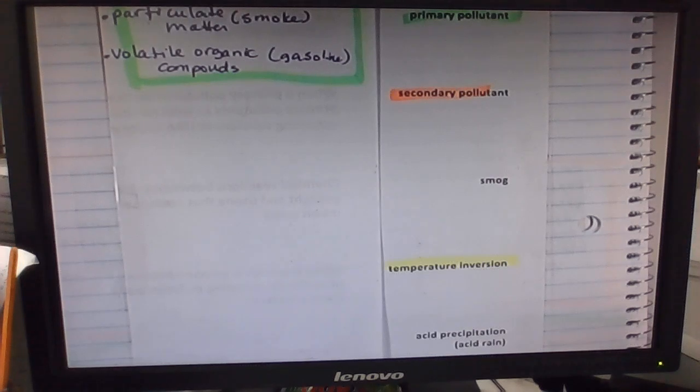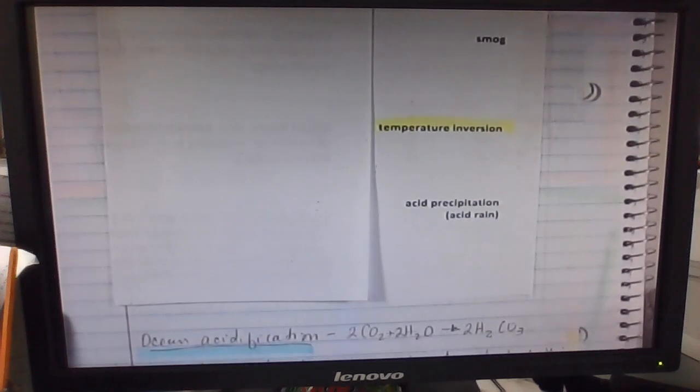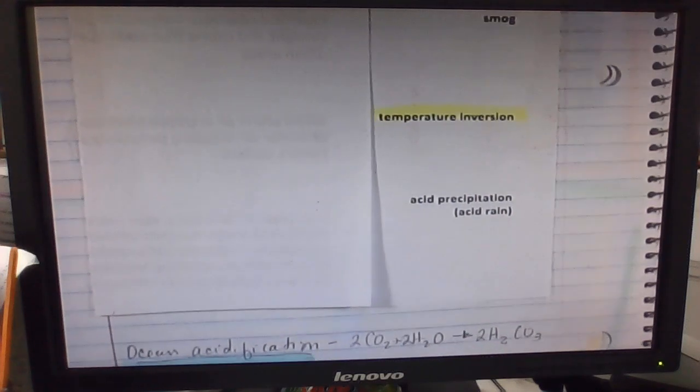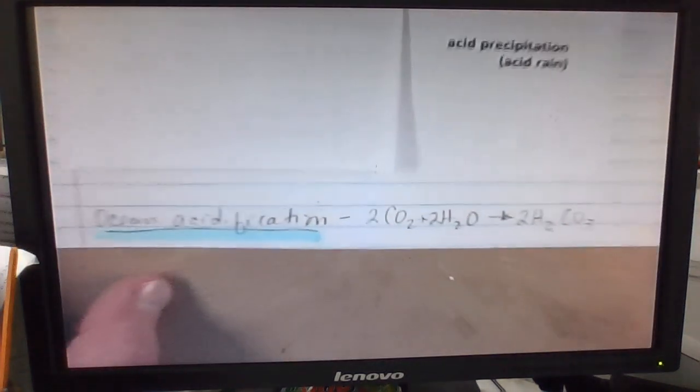Things that are very acidic are bad. But acid rain means that the pH is a low number. It's very acidic. All right, there's one thing that we need to add to this that wasn't on the vocab term. That is ocean acidification. Okay, let's do this first. Ocean acidification.